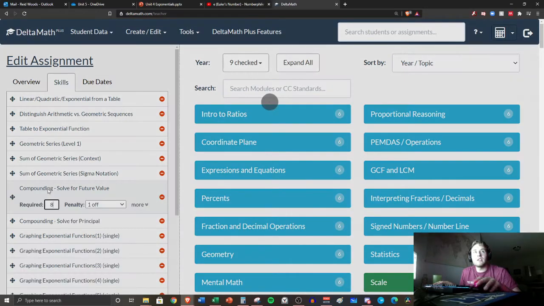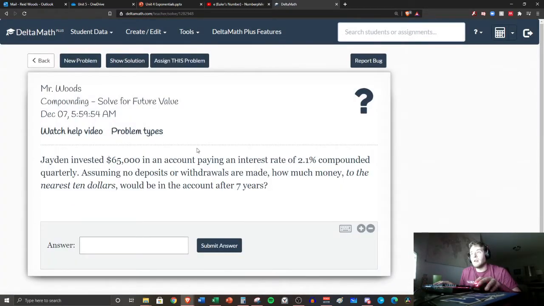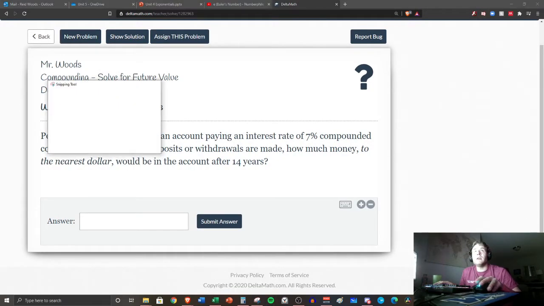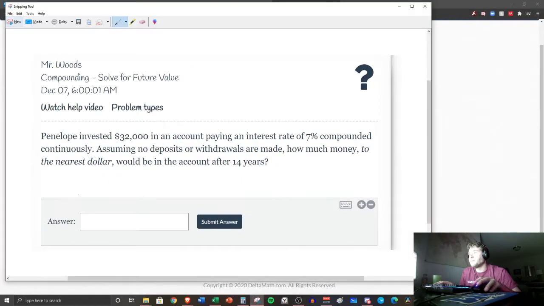So here are the sections on your Delta Math. What we can do now is look at these compounding problems. Here you'll see the ones that are compounded quarterly, but we're looking for one that's continuous. So let's do this one here, okay? Using our formula for compound interest, A equals P E to the RT, we're going to answer this question. First thing I want to do is make the formula. It says Penelope invests $32,000 in an account paying an interest rate of 7% compounded continuously. As soon as you see the word continuous, you know you need this formula.